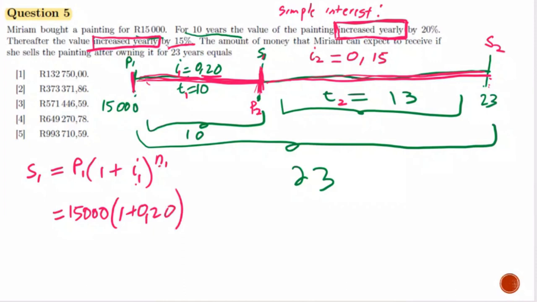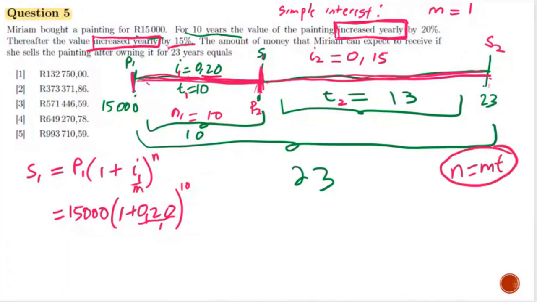I know this thing is increasing yearly. That means my compounding period is 1. M is equal to 1. So I'm not going to put 1 there. You can put, if you like, you can divide this thing by 1, so then you can show you are using this formula, the one saying N is equal to MT. So this is your N1. Fine. So you substitute everything into your formula. So now you get that your S1 is going to be equal to 928.76.05. That is what the value of your painting is going to be after 10 years.